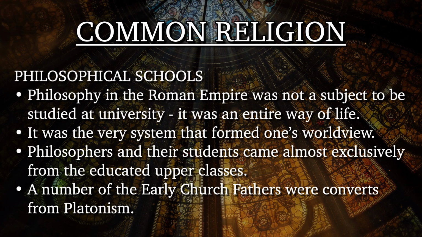Philosophers and their students almost exclusively came from the educated upper classes. So this was not a poor man's religion, so to speak. These systems of philosophy were overwhelmingly for the educated upper class. But nonetheless, it's important, and we'll get onto those as we go through those early centuries, because a number of the early church fathers were converts out of particularly Platonism, by that point either Middle Platonism or Neoplatonism, which just means New Platonism. And so it's important that we understand that.